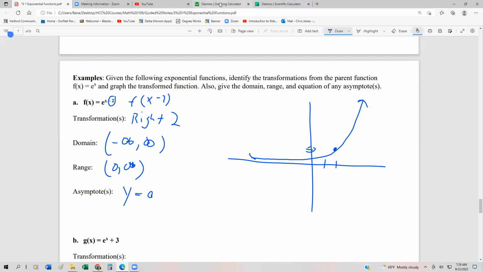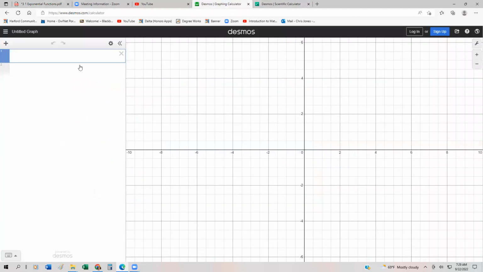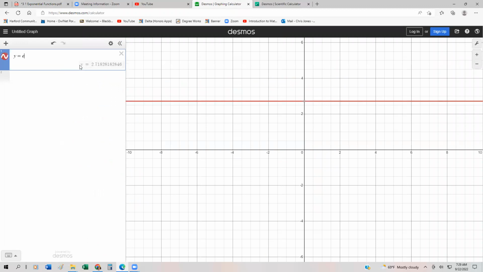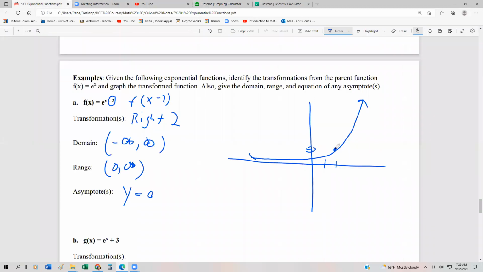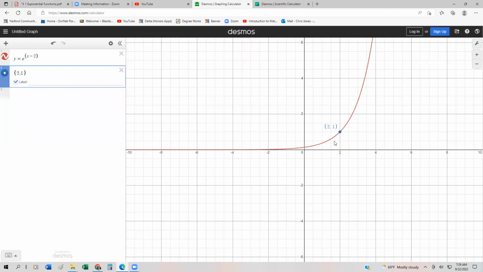If we go back into our graphing calculator and graph y equals e to the quantity, make sure you put in parentheses, x minus 2, and we plot the point 2 comma 1, it would fall precisely on the graph. So that's a way we can check to make sure that we've done the transformation correctly. Looking back at your graph, this point 2, 1 should be on the graph of the function using the technology.